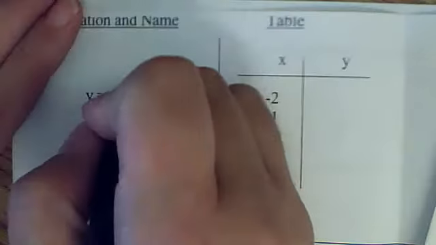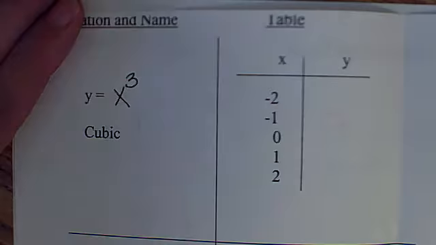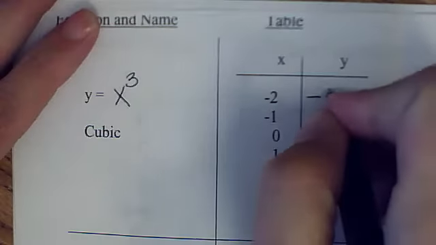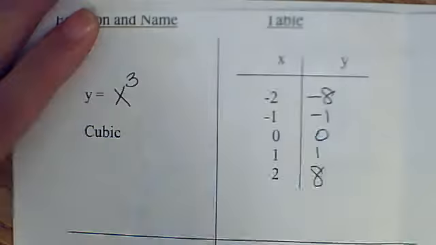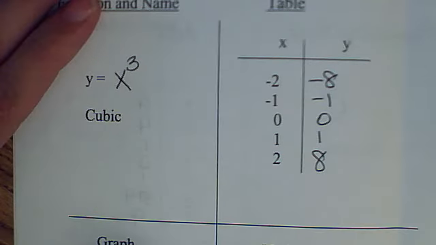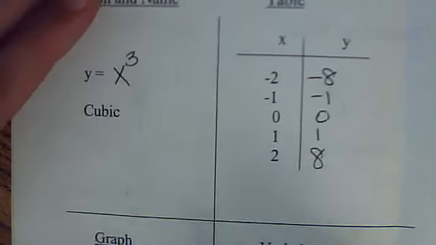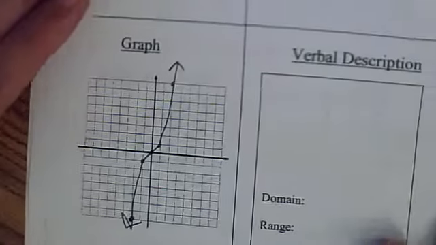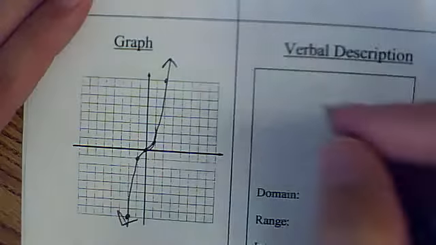The next one is cubic. The cubic parent function is y equals x cubed. So we're going to cube each of these numbers, and you get negative 8, negative 1, 0, 1, and 8. When we plot those points, you end up with a graph that looks like that. And it's a little bit curved up and curved down. So the right side curves up, left side curves down.